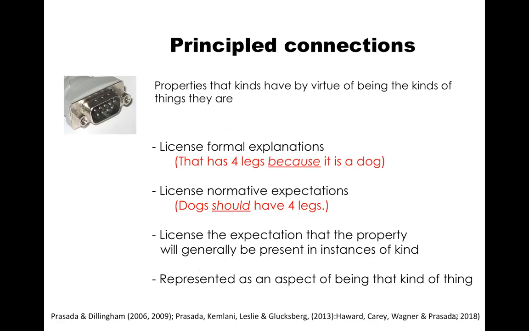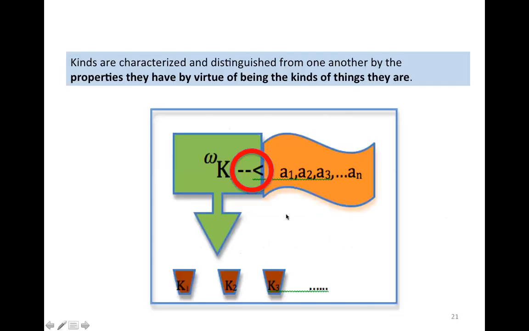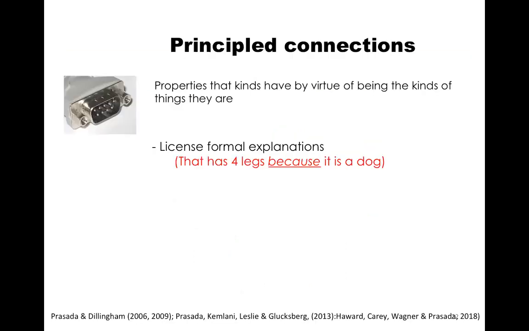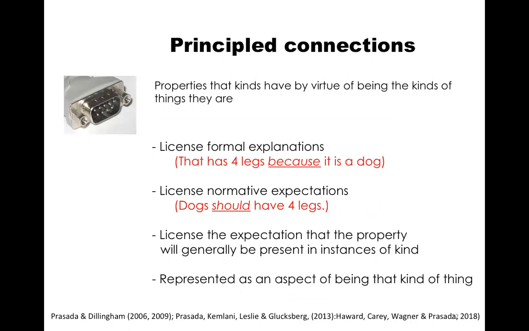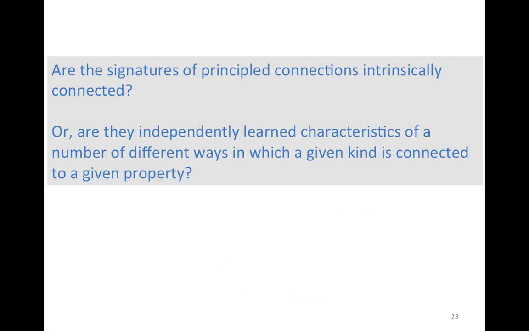Now, we are hypothesizing that there is this special type of connection that is represented in the form of a concept, which allows us to characterize and distinguish one kind from another, and that special connection has these characteristics. But one can ask, is it really the case that these different signatures are intrinsically connected and part of a single connection type, principal connections, or if it might be the case that these are all facts about kinds and properties that we've learned separately.